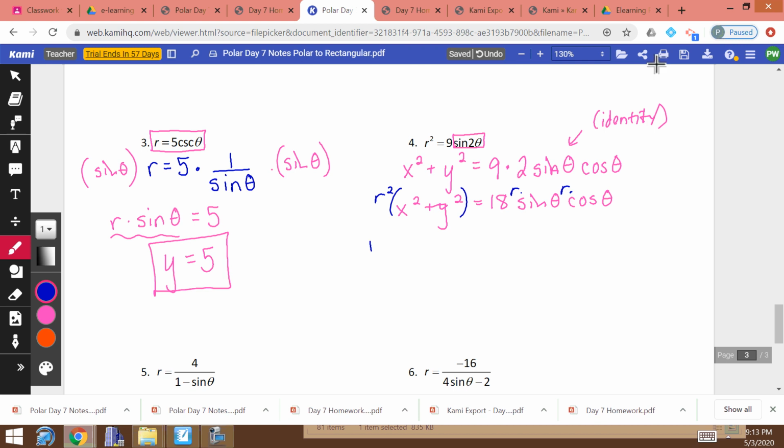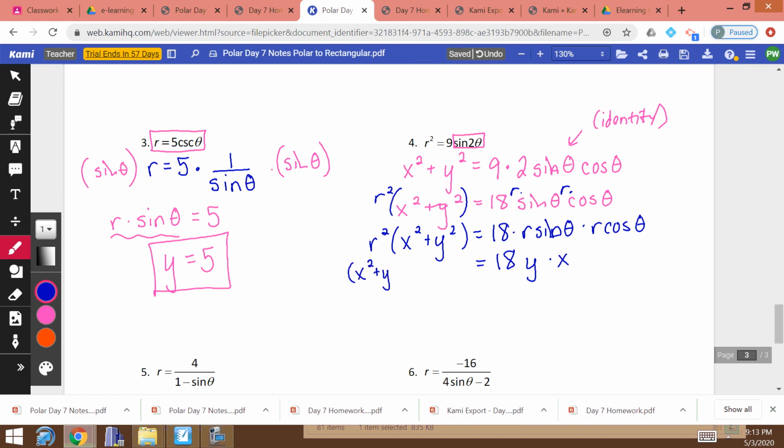So now we have r squared times x squared plus y squared. And on this side, I have 18 times r sine theta times r cosine theta. So on the right-hand side, I have 18; r sine of theta is y, r cosine of theta is x, and over here on the left-hand side, r squared I can write as x squared plus y squared.